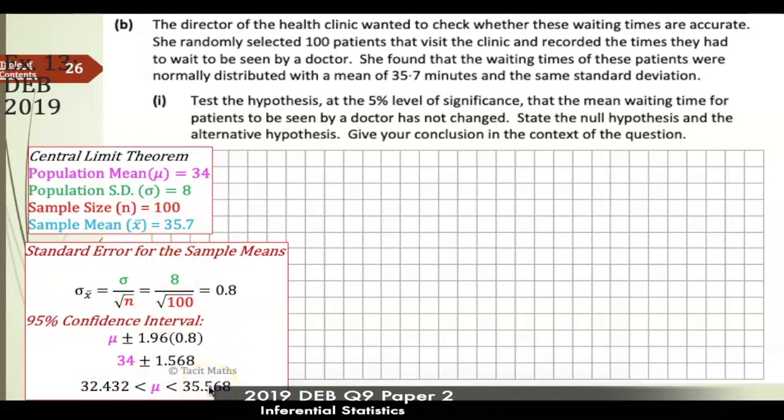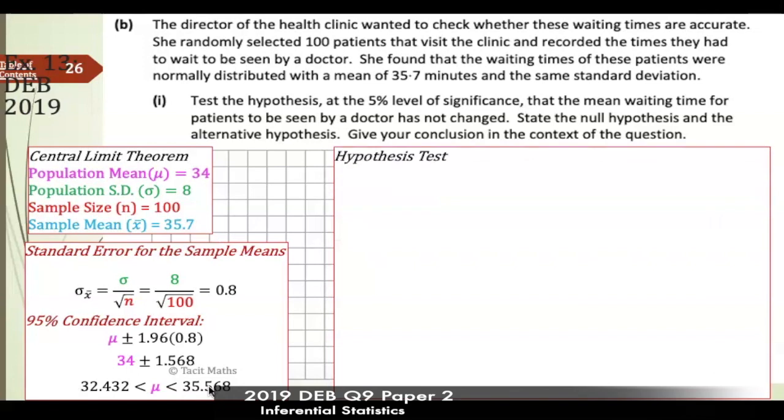Okay, but no spoilers just yet. So now we go through the hypothesis test. And these 4 steps are essential, and this is what the marking scheme is looking for. So your step 1 is your null hypothesis, and this is essentially what the clinic or the company, sometimes, the original claim is. The original claim is that the mean waiting time is 34 minutes.